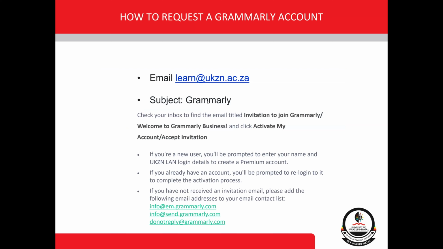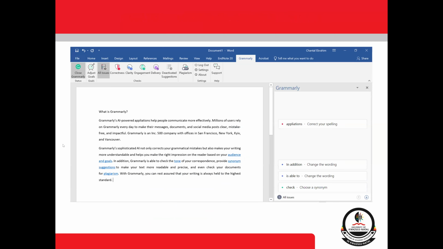Okay, if you need an account, you'll send an email to learn@ukzn.ac.za, and in the subject, you type in Grammarly, and then we will send you an invite to get Grammarly. So you will send an email from your student inbox to learn@ukzn.ac.za, and in the subject, you put in Grammarly. If you're a new user, just read up on these things, right? If you haven't received your invitation, it could be blocked for some reason, so just add it to your safe sender list.